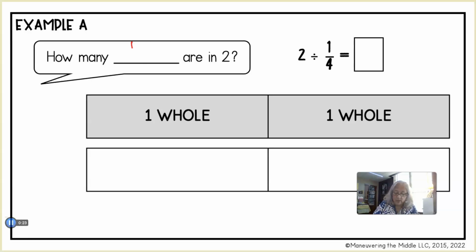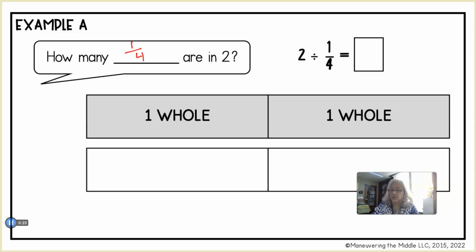How many 1/4 are in 2? Okay, so we're going to be dividing 2 divided by 1/4, because when you ask how many 4s are in 8, that would be 8 divided by 4. Or how many 2s are in 16, you would say 16 divided by 2. So in this case, we're saying how many 1/4 are in 2 wholes.